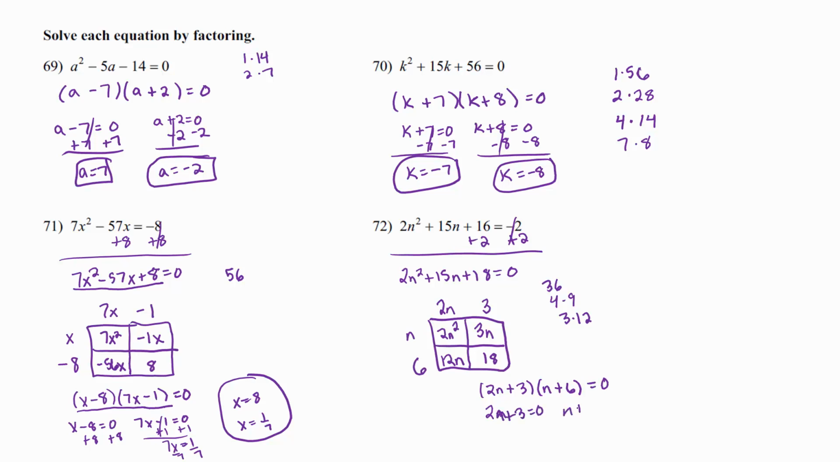Whoops on that. For some reason I keep trying to write n's and m's as the opposite. So annoying. I should just use x's all the time. And so you subtract the 3 over, divide by 2, that gives us -3/2. And then for the other, you just subtract 6 and get -6. And that is solving by factoring.